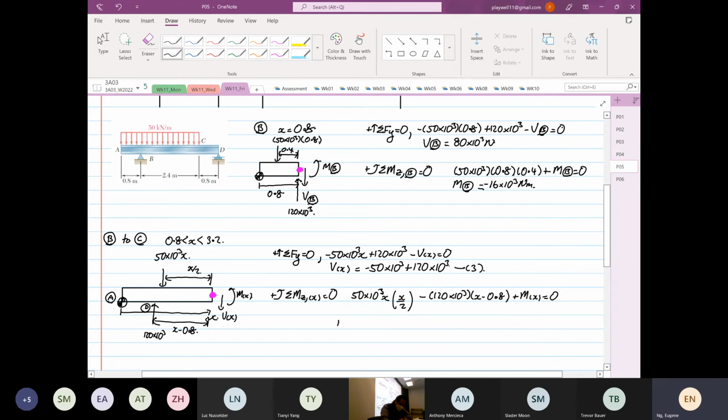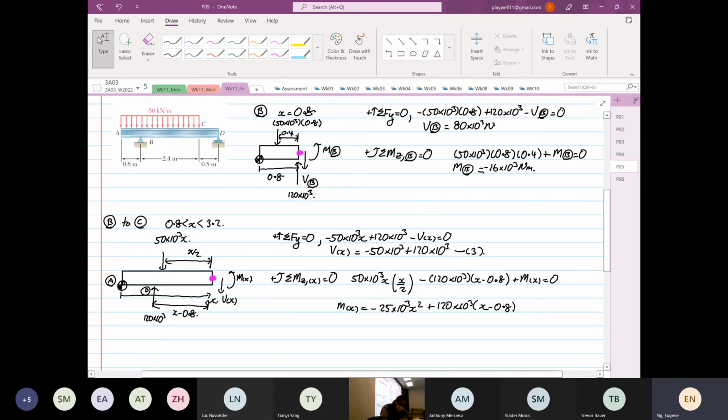So you bring everything over. So M as a function of x is equal to negative 25 times 10 to the power 3 x squared plus 120 times 10 to the power 3 (x minus 0.8). Over here, you get minus 25 times 10 to the power 3 x squared plus 120 times 10 to the power 3 x minus 120 times 10 to the power 3 times 0.8, which is 96 times 10 to the power 3. Equation number 5.